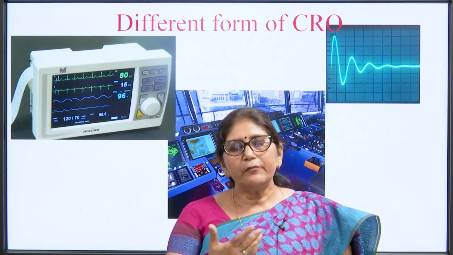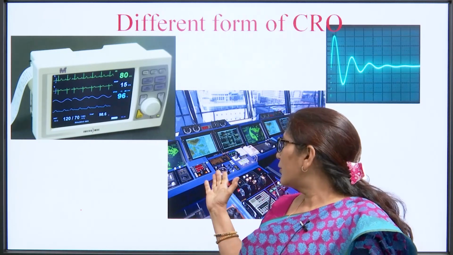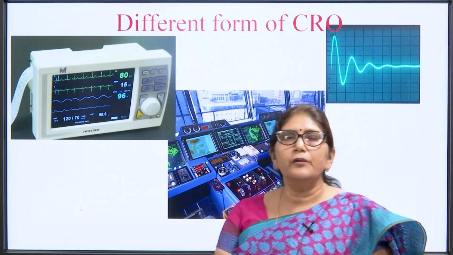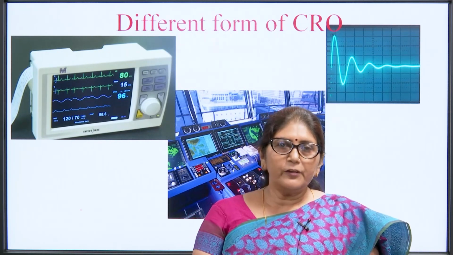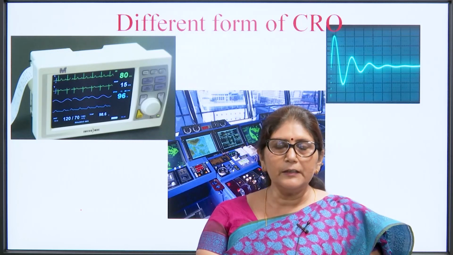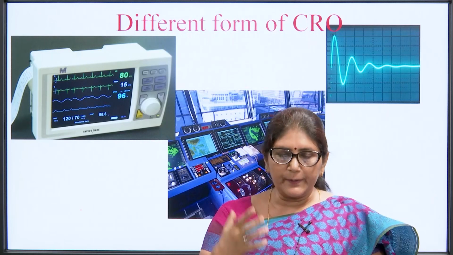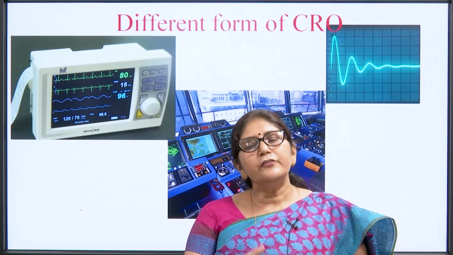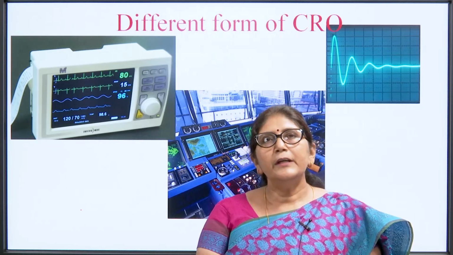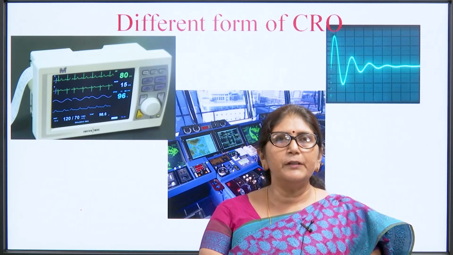Similarly, if you have ever visited an aeroplane and seen the cockpit, there are a number of CROs available there which show the height of the aeroplane and other things. That gives a clear picture to the pilot. And if you get a chance to visit a flight control room, you will see many different types of CROs available there.